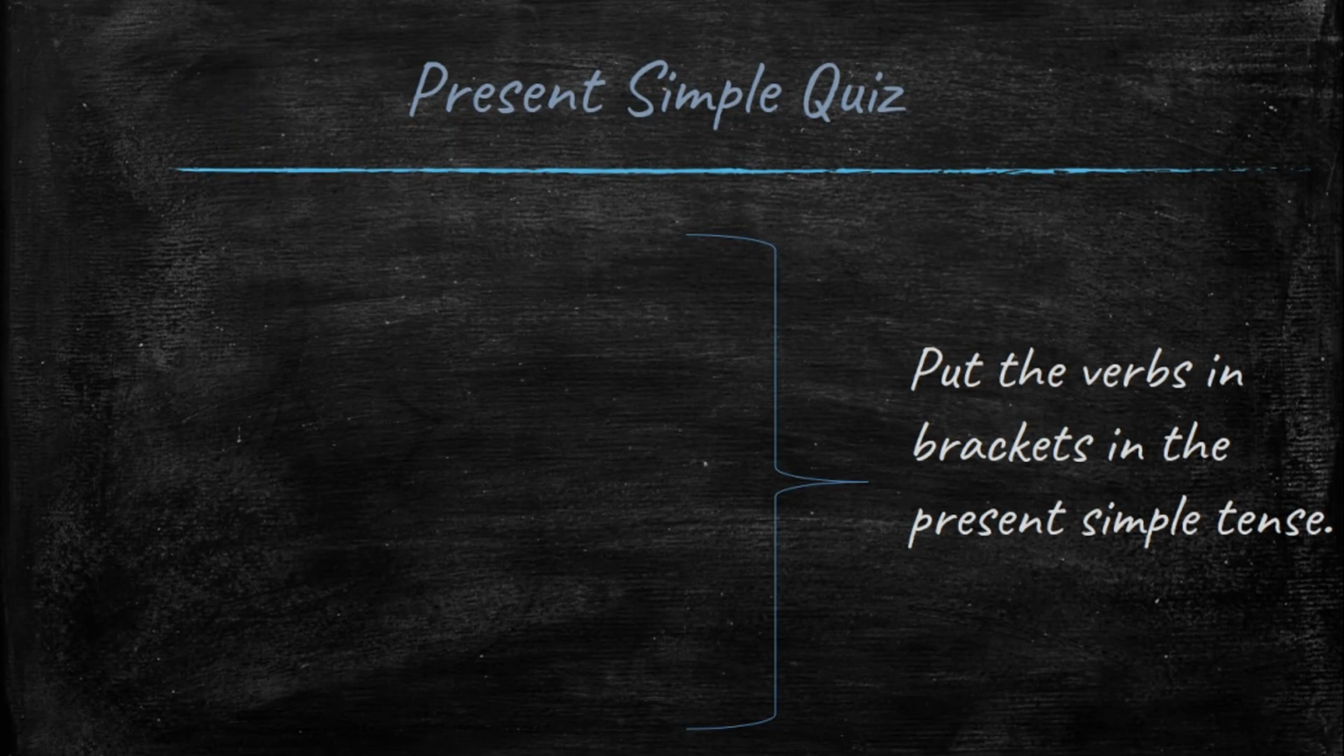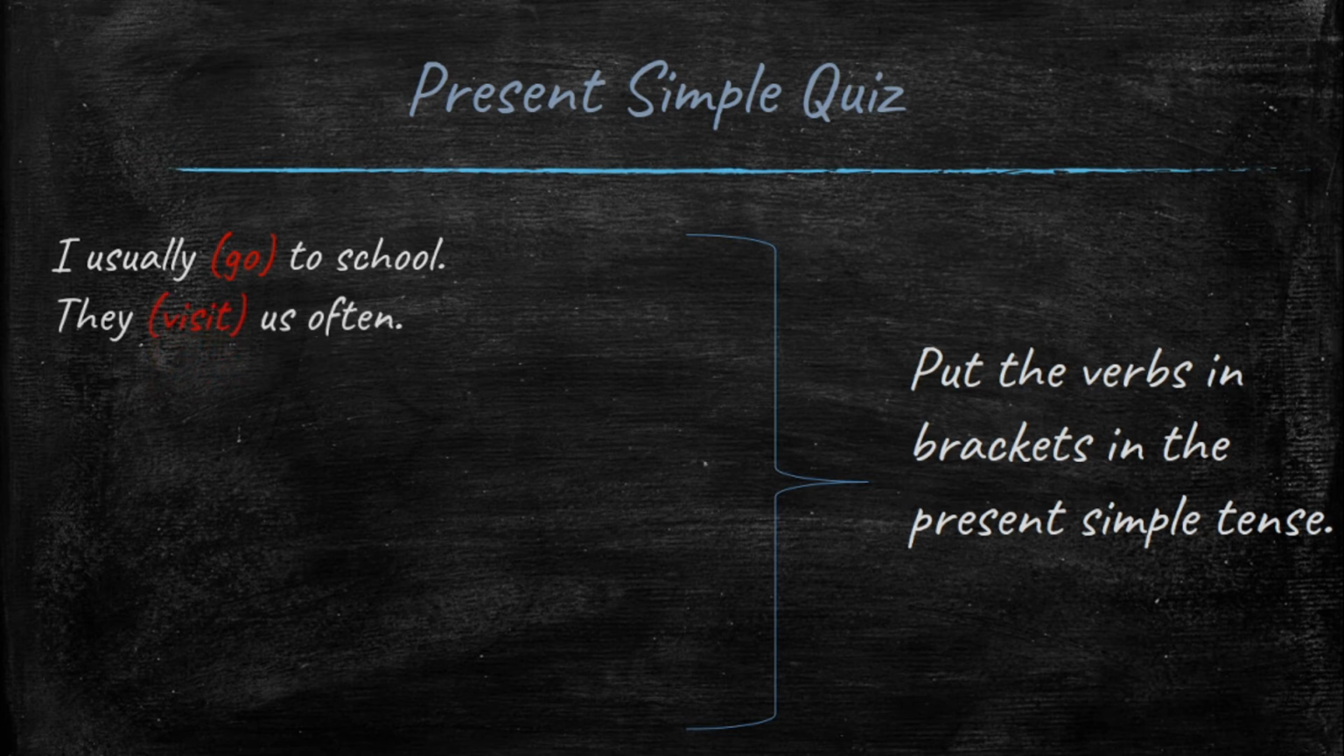Now we're going to take a short quiz to see how much you understood from the lesson. In this quiz you have to put the verbs in brackets into the present simple tense. I usually go to school. So what do we do in this case? We have the subject, which is I. So we use the base form of the verb, which is infinitive without to, which is go. So in this case we say I usually go to school.